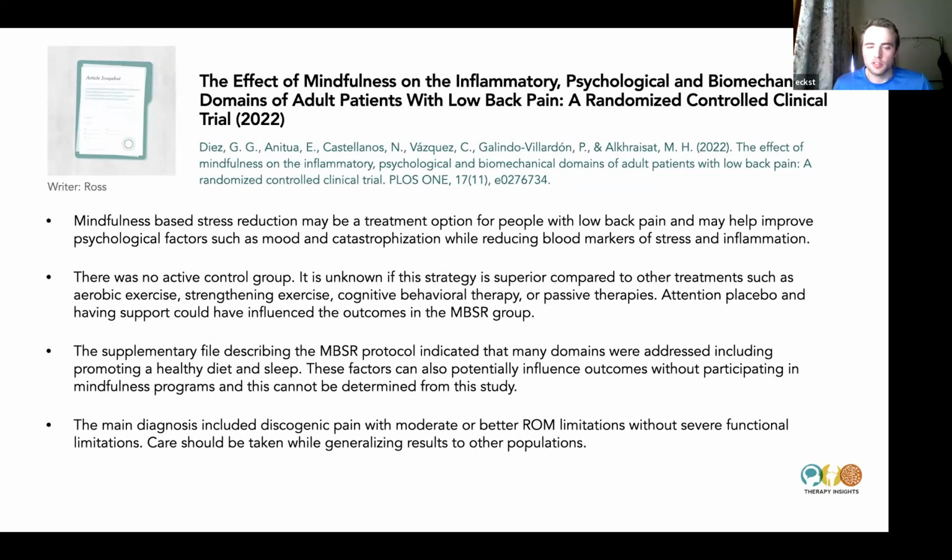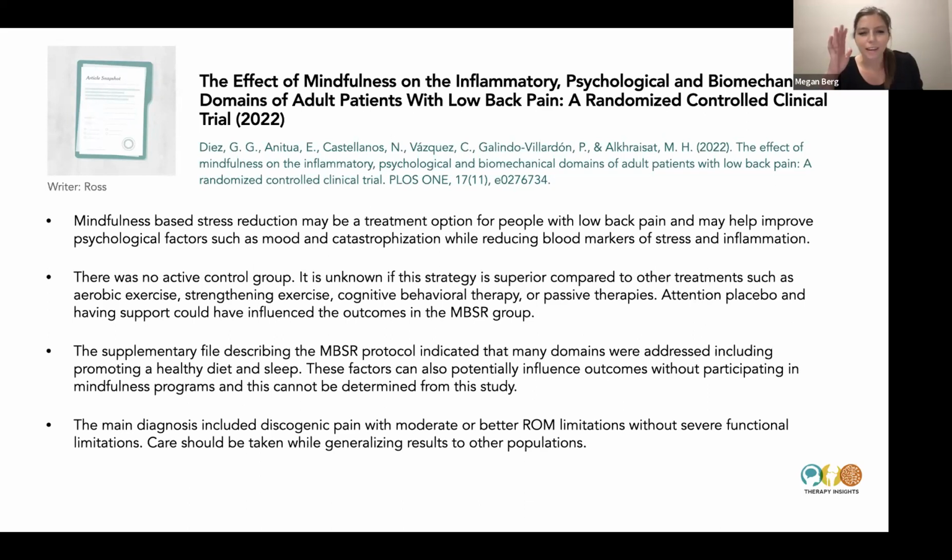Something else to consider is that it was mostly people with moderate or better range of motion limitations and without severe functional limitations. So you have to be careful when you generalize results, because a lot of times in PT, by the time people see us, they've got severe functional limitations and they're doing a little bit worse. So you have to keep that in mind as well.